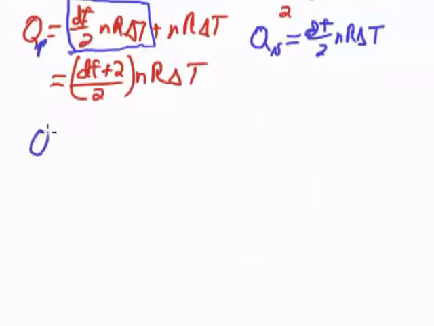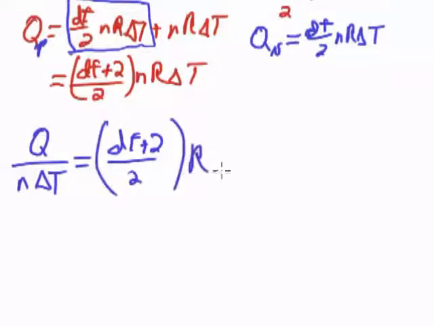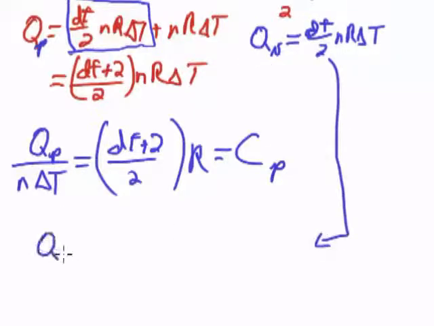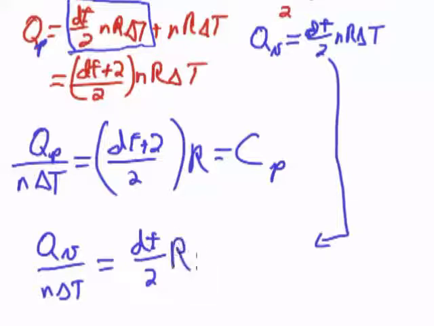So when we take the heat exchanged divided by the number of moles and the temperature change, on this side we'll get (dF plus 2) over 2 times R, and that's C sub P, the specific heat at constant pressure. And on this side we'll get Q sub V over n delta T, which is going to be degrees of freedom over 2 R, and that is C sub V. So that is about as good as I can do at this point, explaining why C sub P is (dF plus 2) over 2 R and C sub V is dF over 2 times R.